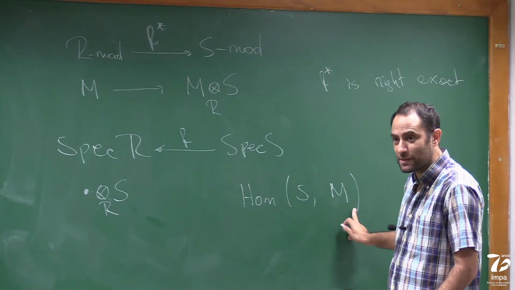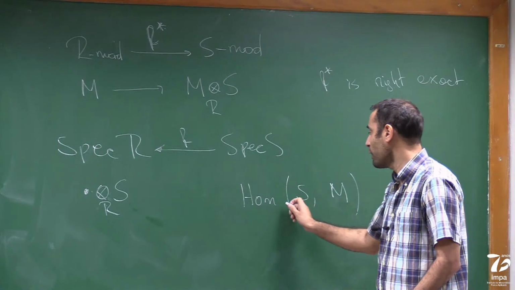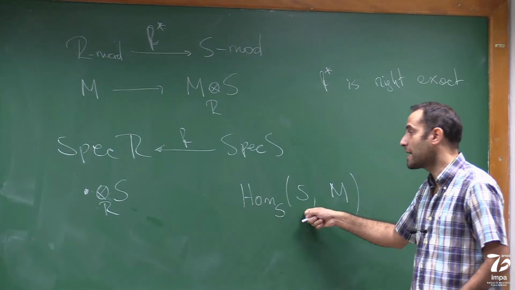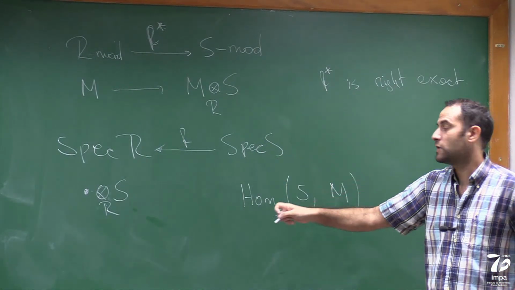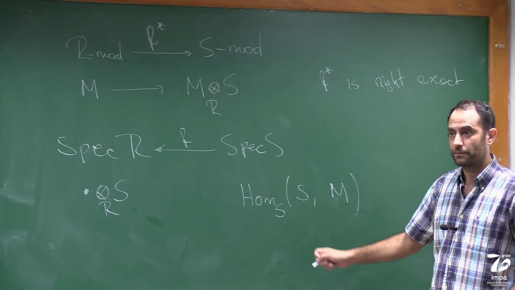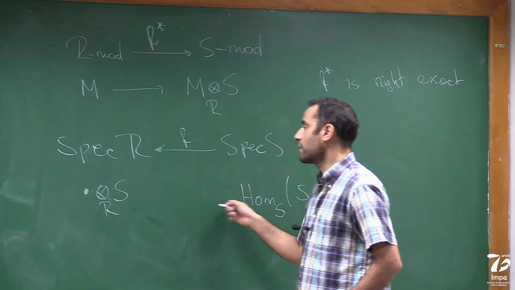M is just an S-module. It's not an R-module. So I can only look at S here. And R acts on S by multiplication by f sharp, so this is still an R-module. So these two are adjoint.